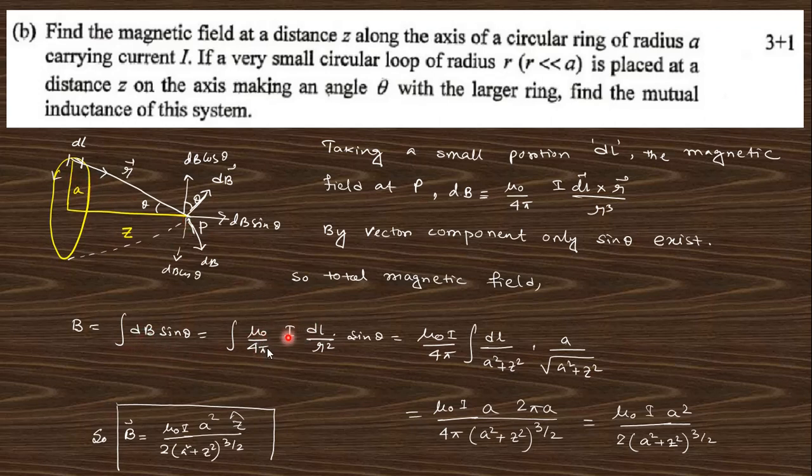dB is nothing but mu 0 I by 4 pi, dl by r squared, times sin theta. So just substitute the value of sin theta. Sin theta equals height by hypotenuse, right? So here you can see a and z are all constant, the only variable is dl. The integration of dl is nothing but 2 pi a, the periphery of this loop. Putting this value you will get the magnetic field at that region.